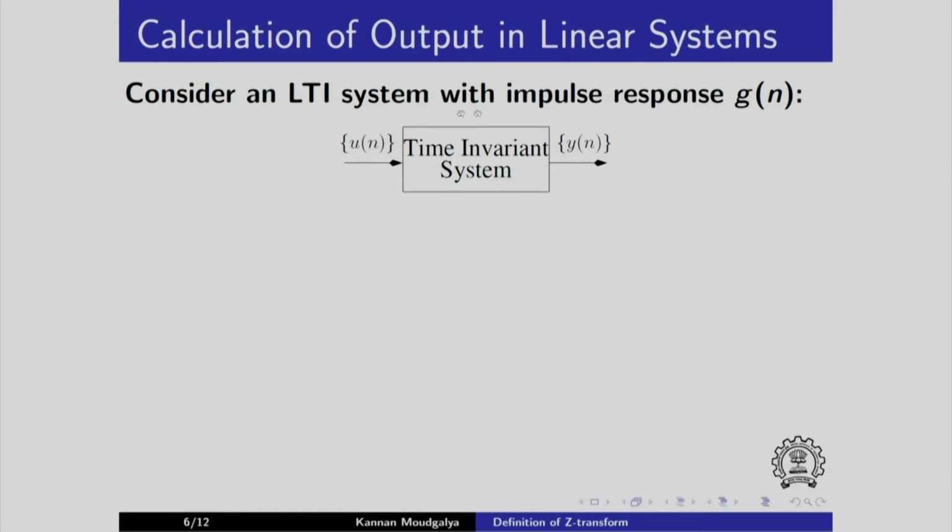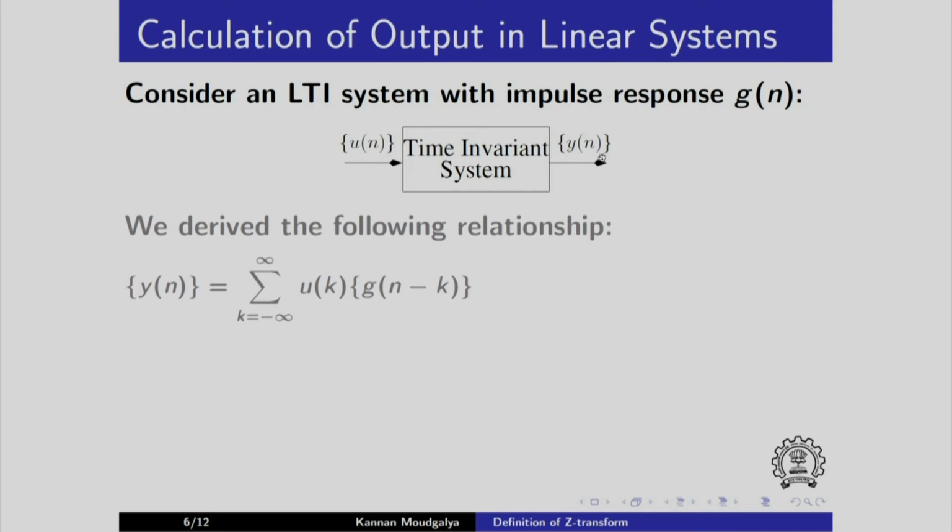Okay, as I said, motivation. Let us consider the LTI system with impulse response g of n. So, we have the linear time invariant system, which is initially at rest, excited by an input u of n, and you get the output y of n, and we derived the following relationship.